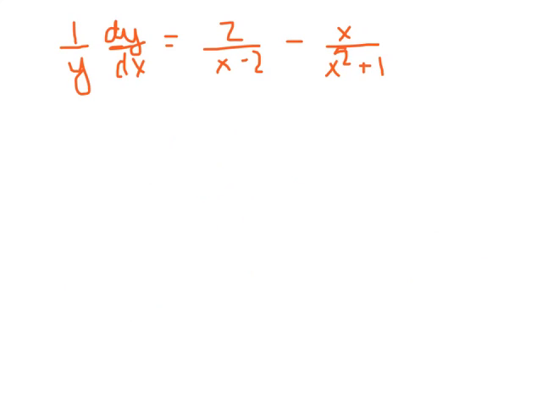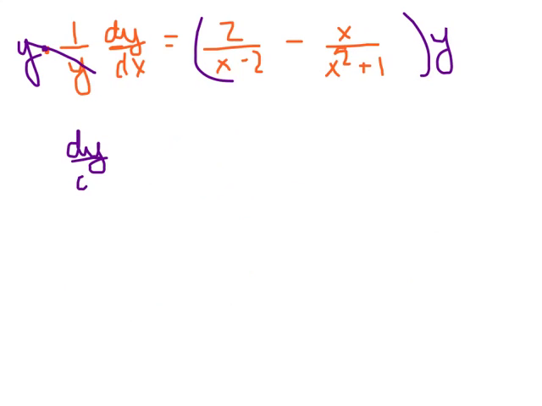Okay, so now the dy dx is almost isolated. All we have to do is multiply, I'll do this in a different color, multiply both sides through by y, and then we have our dy dx by itself. Now, one other thing to note is that this quantity is okay without having a common denominator.